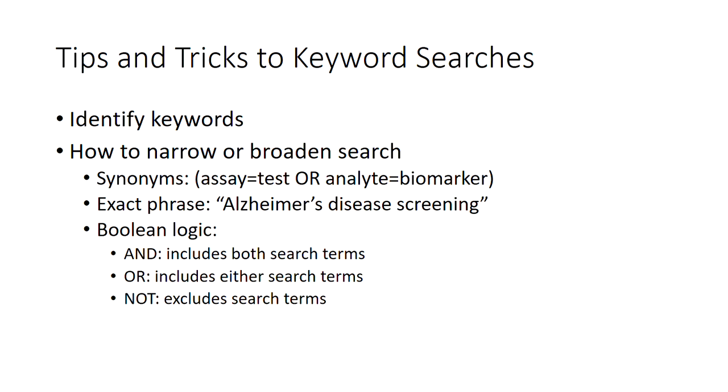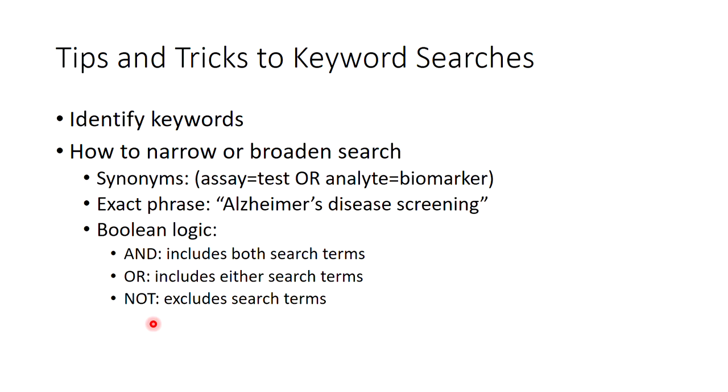All right, so some tips and tricks to keyword searches. First, you identify your keywords, which we did 2 slides ago, and then you want to figure out how to narrow or broaden your search. So first thing to look at is synonyms. So assay is the same as test, analyte is the same as biomarker, so you'd want to do searches with either of those. And then you can also use exact phrases, where anything within quotation marks will be searched as an exact phrase. So this would search Alzheimer's disease screening exactly as it's written.